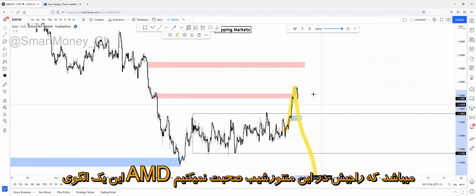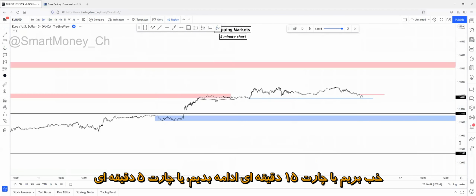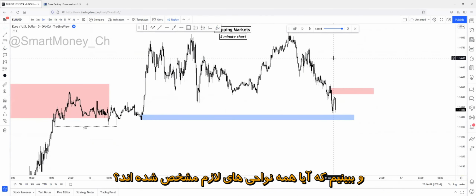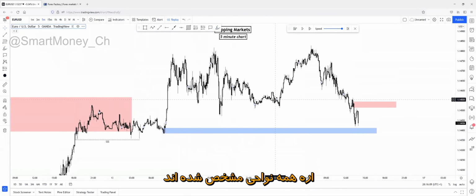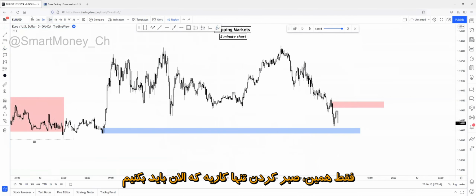This is the AMD pattern. We don't talk about this in this mentorship. So let's just continue the 15-minute chart or the 5-minute chart and take a look at if every single zone is being marked up. Every single zone is being marked up. All we have to do is focus on either of this zone or either of this zone. That's all. All we have to do is wait.